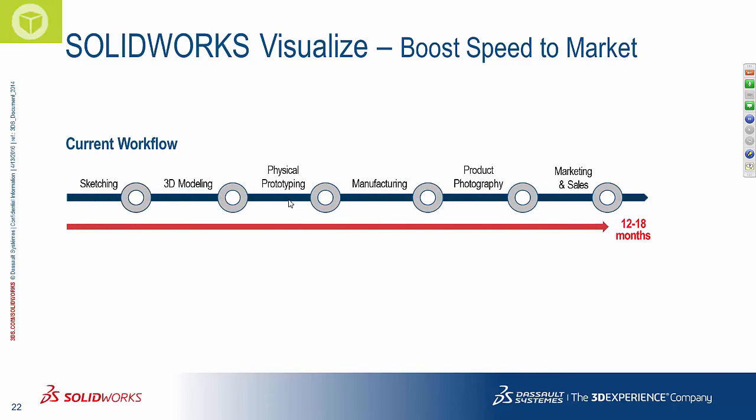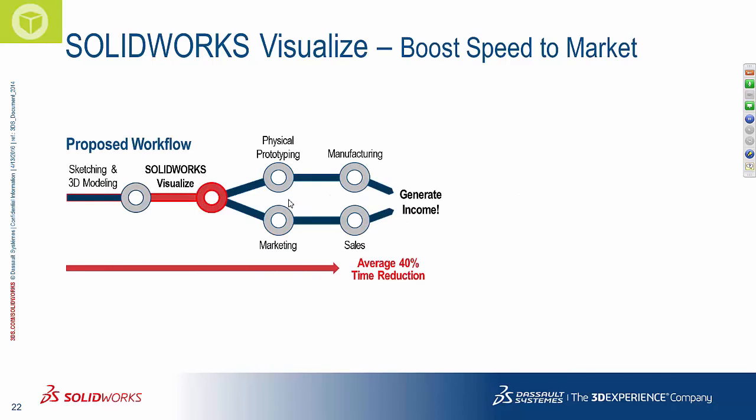For instance, the current workflow is you go through your sketching, you create your 3D model, you generate some prototypes, you manufacture it. Then after you manufacture it, you can put it in a studio and take some pictures of it. And this all takes a very long time. So what you can do now is go straight from SolidWorks to Visualize, and then start your prototyping, start your manufacturing, all the while marketing or your internet team is developing these awesome images to throw on the website, and then basically generate your income faster, right? So it's more of a parallel process and not so linear.